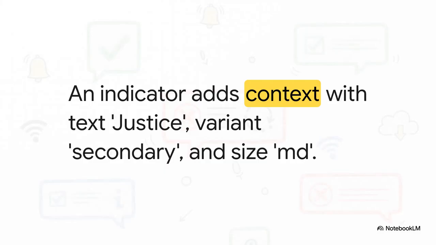And bam! Just by adding that one indicator, we've instantly given it context. See? We've stuck it in the top right, used a secondary color, and even put the text "justice" inside it. Now, it's not just a face, it's a person who's part of a team or has a specific role. Such a small change, but a huge impact on usability.